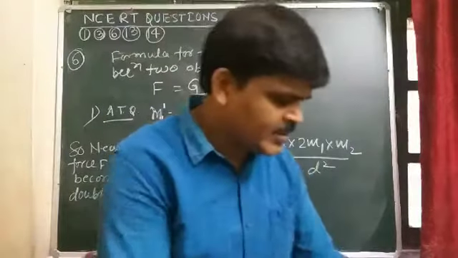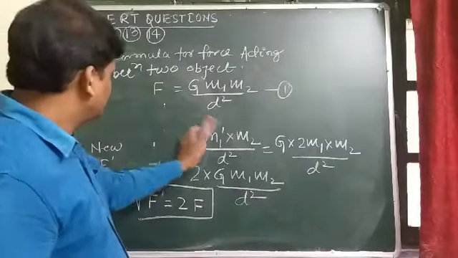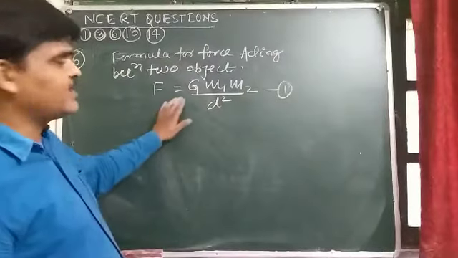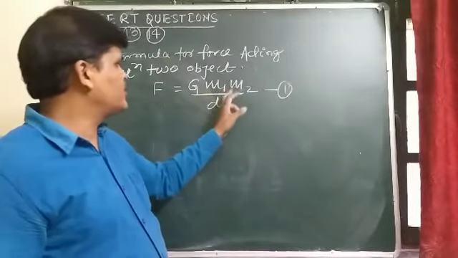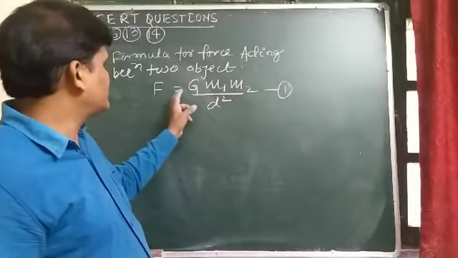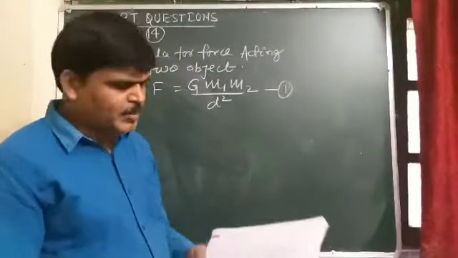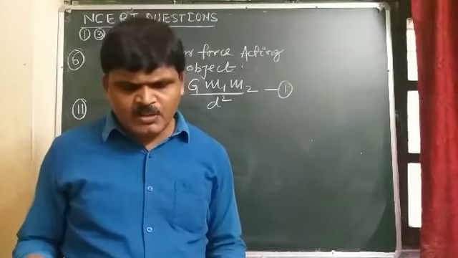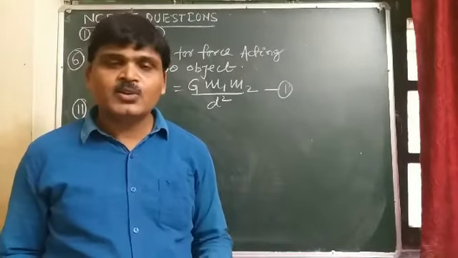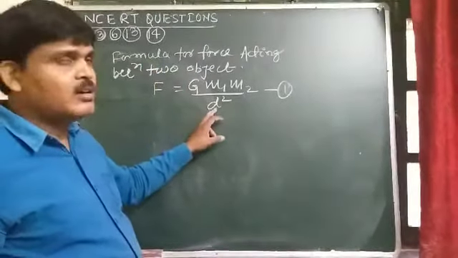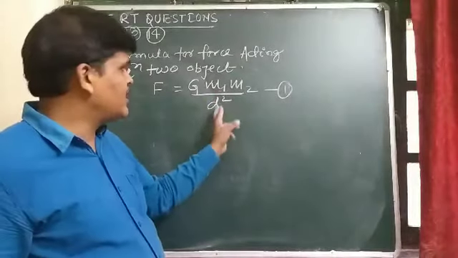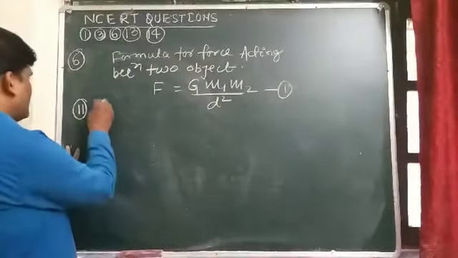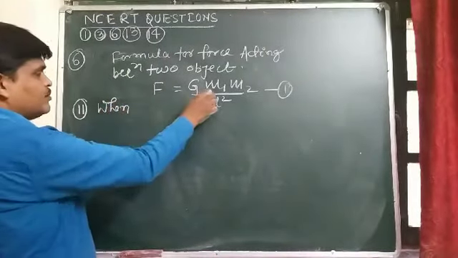And student, second part of this question, listen carefully. Initial case: force acting between two objects of mass m1 and m2 at distance d. So F equal to G m1 m2 by d square. Second part of the question: the distance between the objects is doubled and tripled. Two cases: distance between the objects is doubled one time, and second time tripled. So what is the force acting between them when the mass is as it is?